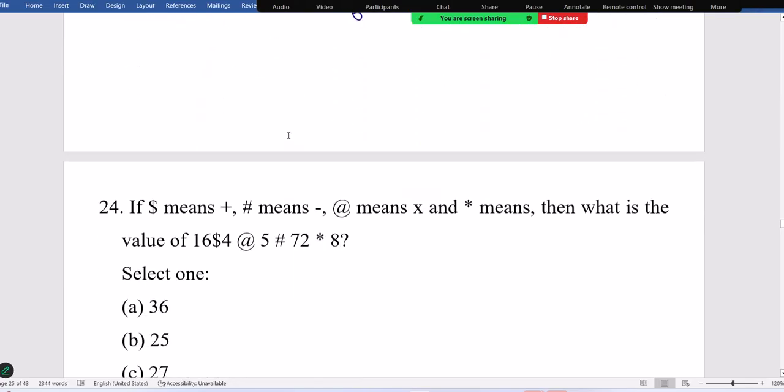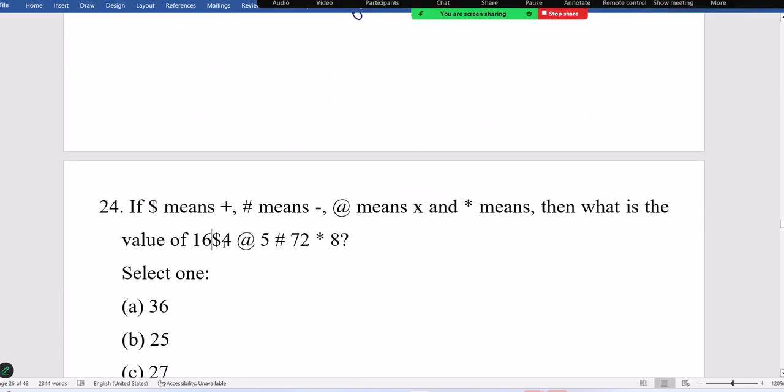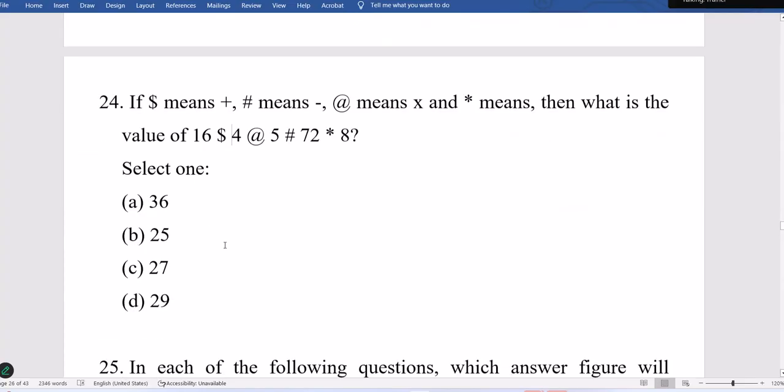Now see the next question. That's all this.